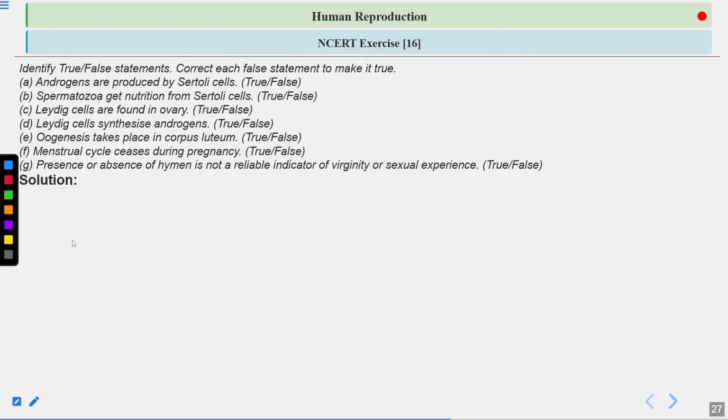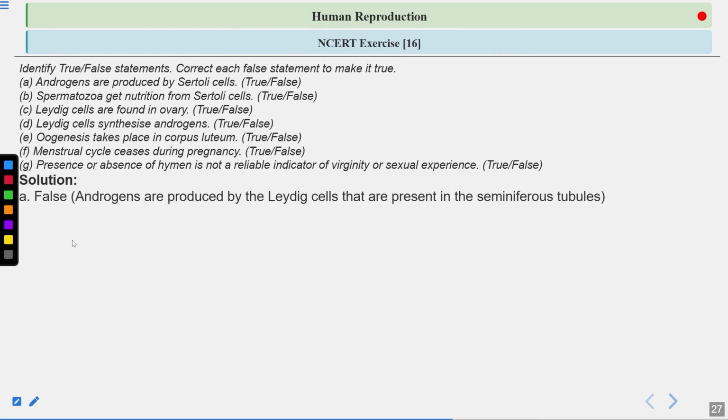So let's have a look at the answer now. The first one, A. Androgens are produced by Sertoli cells. So this is a false statement. Androgens are produced by the Leydig cells. These Leydig cells are present towards the outer side of the seminiferous tubules. So they are present in the interstitial spaces towards the outer side of the seminiferous tubules.